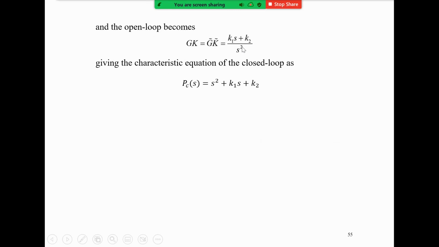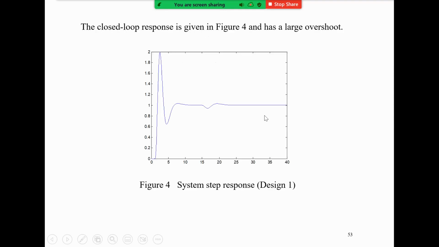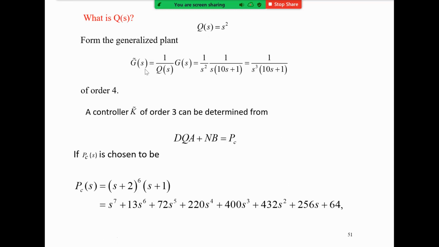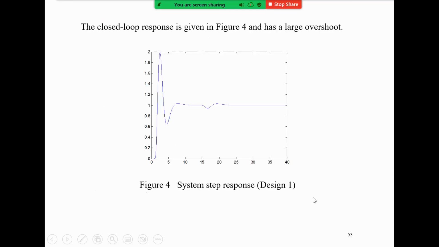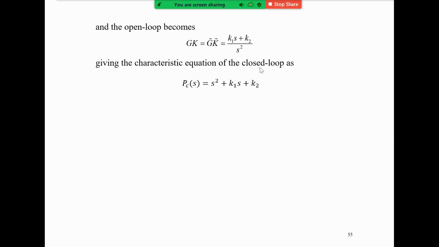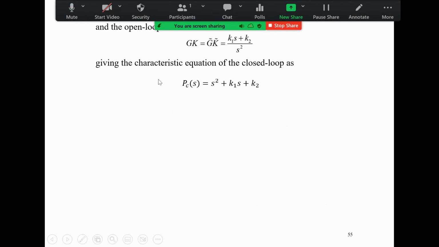Now we have s squared because remember, this g. Just recall this is the g, 1 over s times 10s plus 1, right? 10s plus 1 is already cancelled out. We have 1s over there, but there is another s contributed by the k. So this will be the open loop.